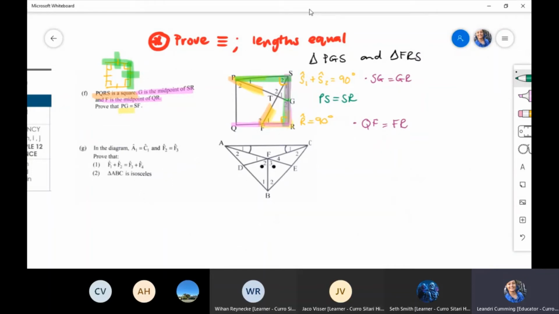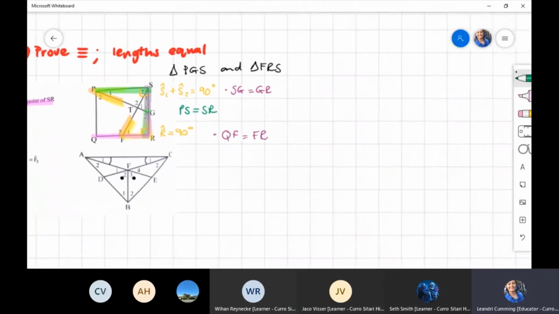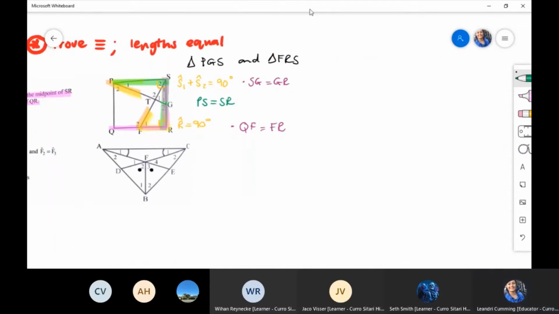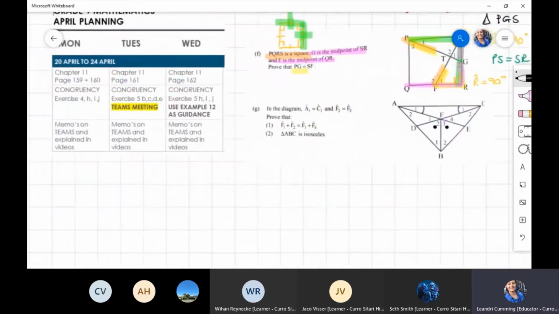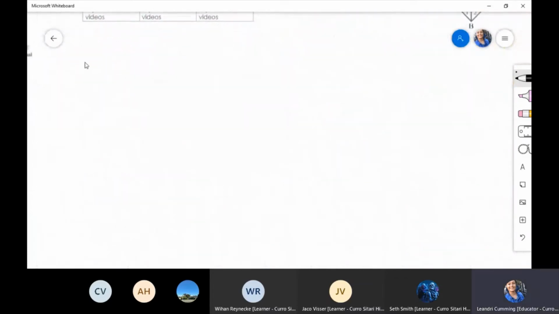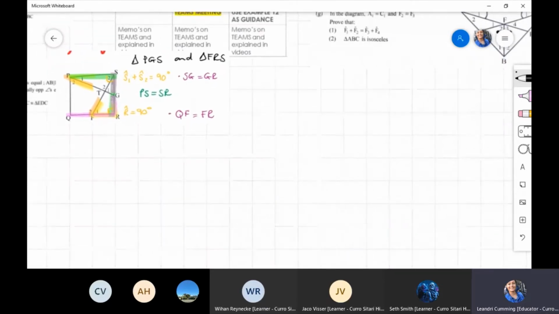Right, let's just go further with this one. I'm going to work in triangle PGS and triangle FRS. And let's see how we can put all this information together now. Let's get all our theory on the one side. Great, I'm just going to scoot it over here. Okay, I got it all together now.